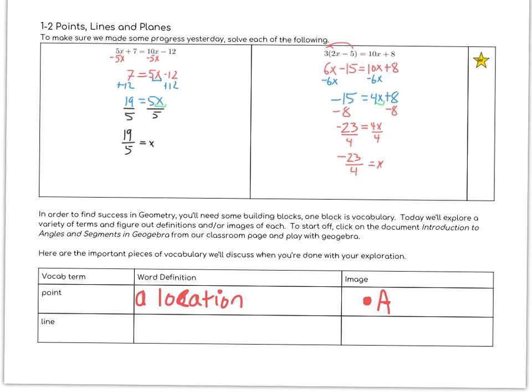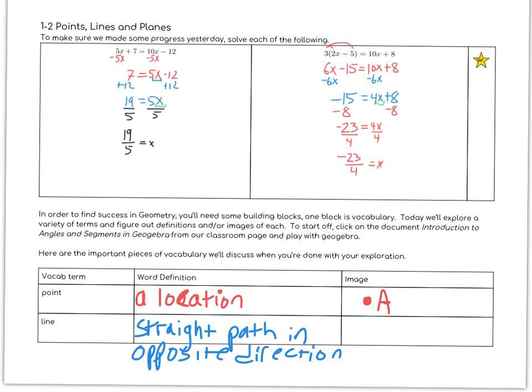In terms of a line, we normally say a straight line, but let's use a different word, maybe a straight path. And it goes on forever. It also extends in opposite directions. So we're talking about something that goes through at least 2 points and then goes on forever in both directions.